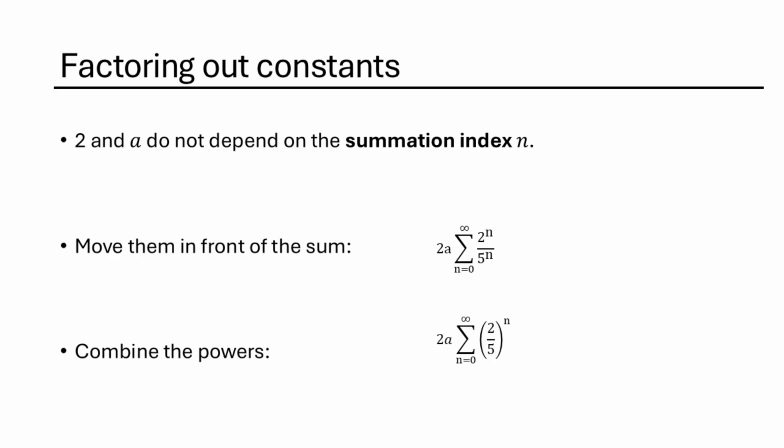Now we have a 2 and an a that do not depend on the summation index n. This means we are allowed to move these two values in front of the sum. So, what we have here is 2a times the sum of (2/5) to the power of n, with the limits of summation naturally being from 0 to infinity.